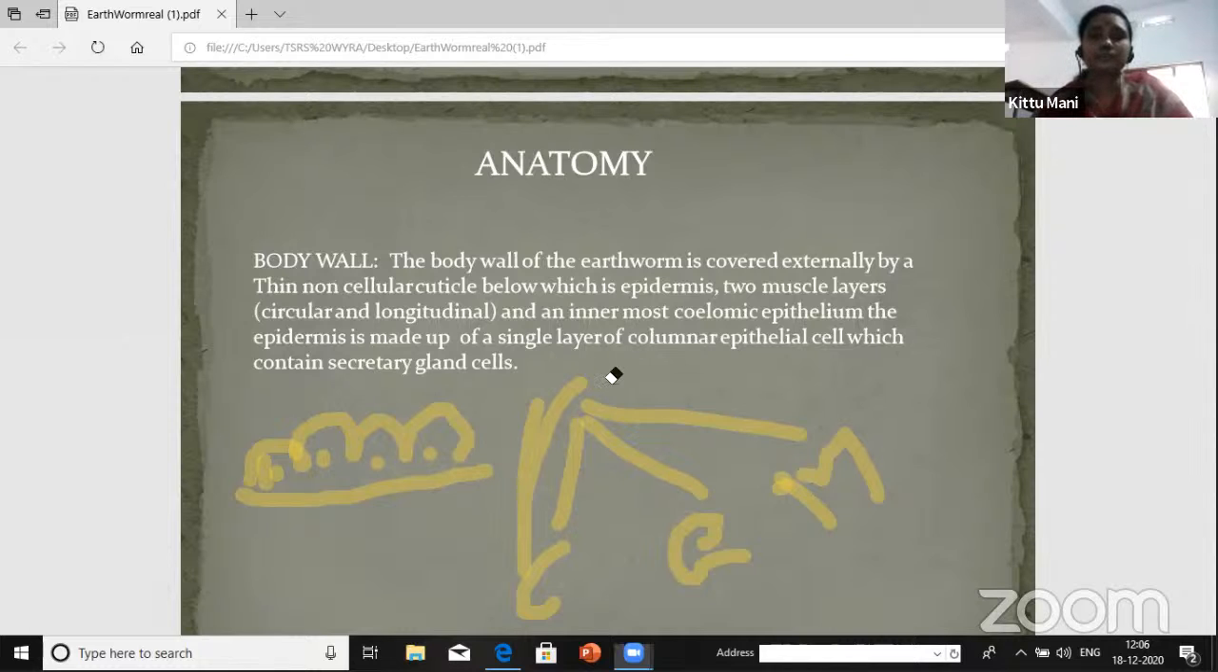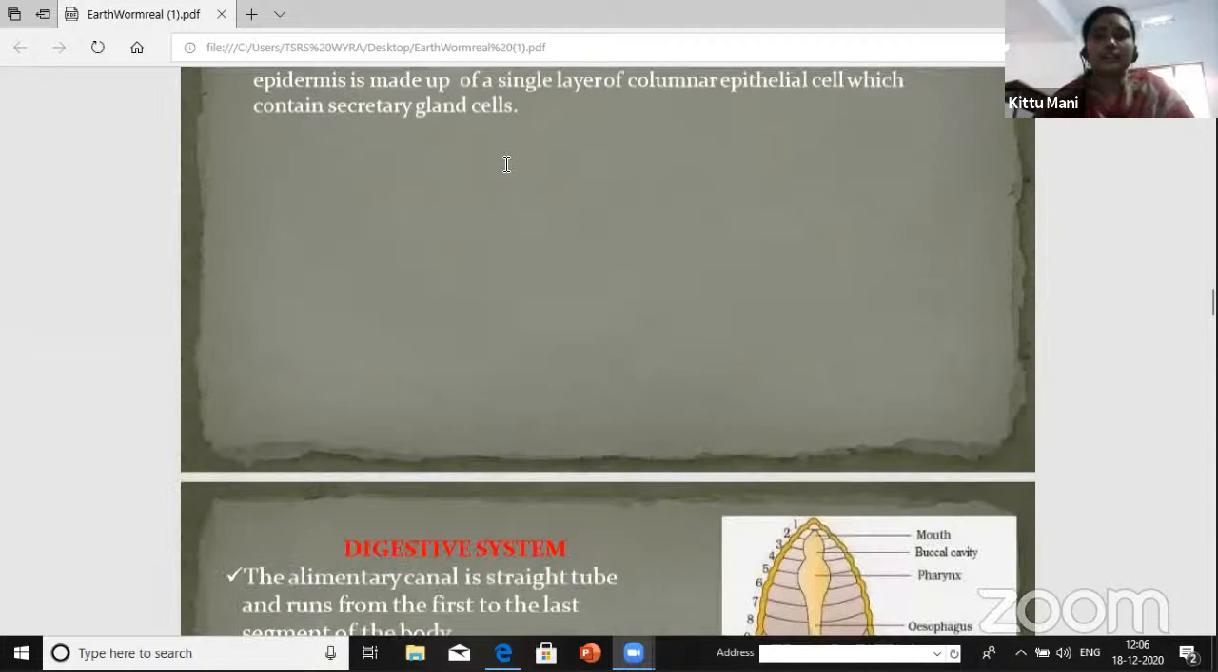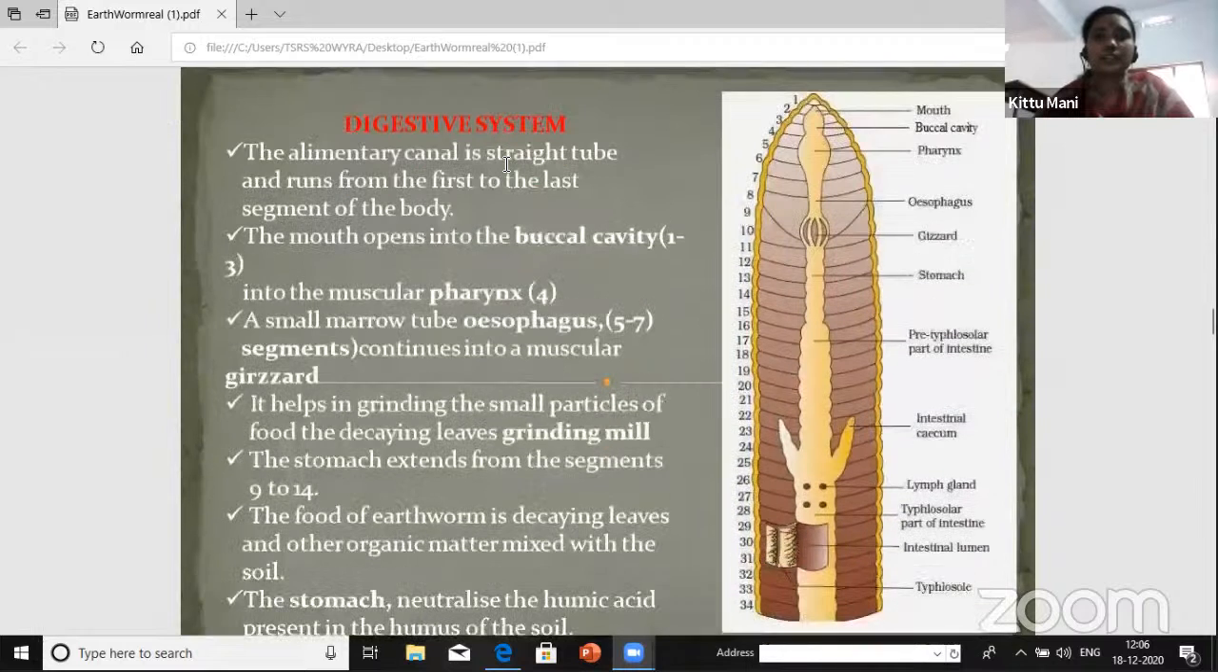Okay students, the muscular layer. This is all about the anatomy, and next we will enter into the organ systems of the earthworm. The first system is very important, and it is in our IT exam also. The first one is the digestive system.